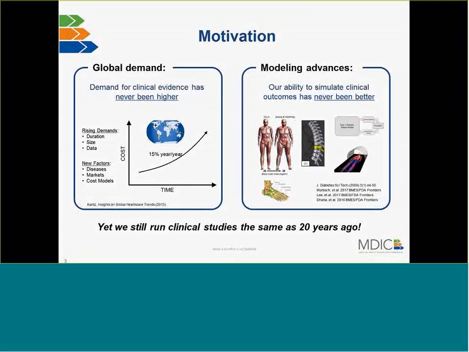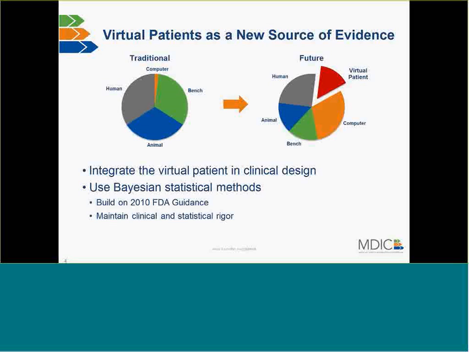So we have a need in the form of a demand for evidence. We have a solution in the form of being able to simulate clinical outcomes, but there really hasn't been a way to bring these together. And if you look at how we design clinical studies, you can see that by and large, the design of a clinical trial is the same now as it was 10, 20, or 30 years ago. So we really haven't been able to bring the modeling advances with the need together yet. So we're introducing the notion of virtual patients as a new source of evidence.